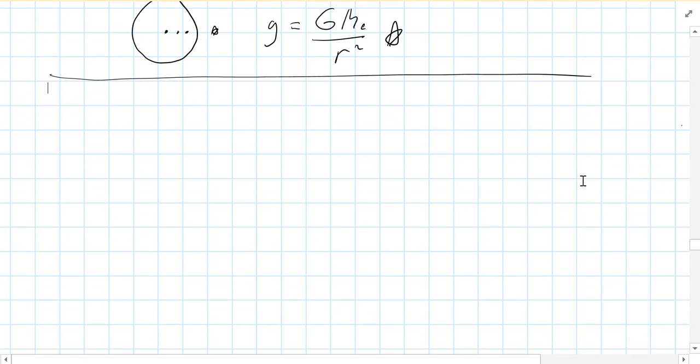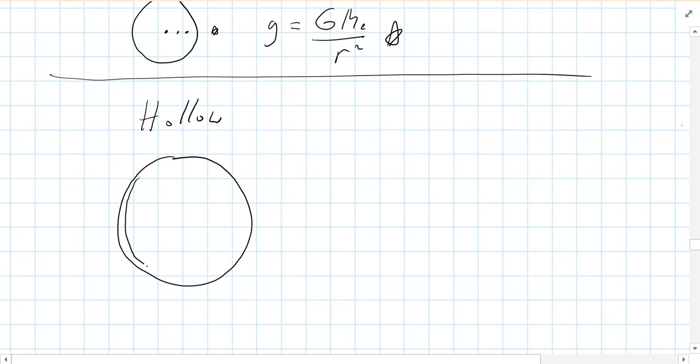So let's say you have the Earth, but the Earth is hollow. I want you to imagine that you have a shell, and all the mass of the Earth is in that shell. So the mass and radius of this weird hollow planet is the same as Earth, but all the mass is contained in this shell.